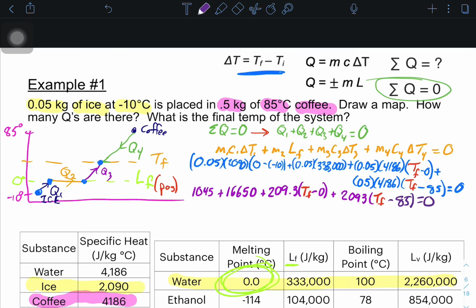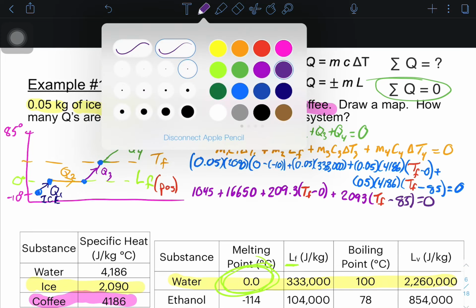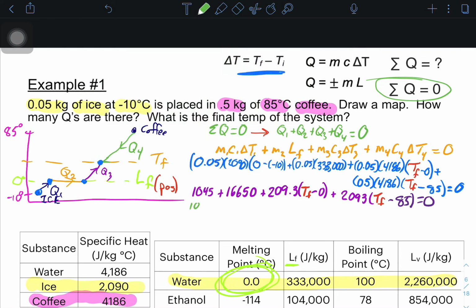For those of you paying attention, sorry I changed my tone of purple. I don't want that color. I'm just going to rewrite my other terms.